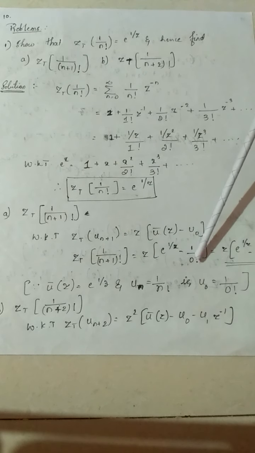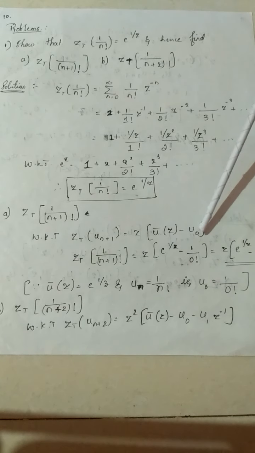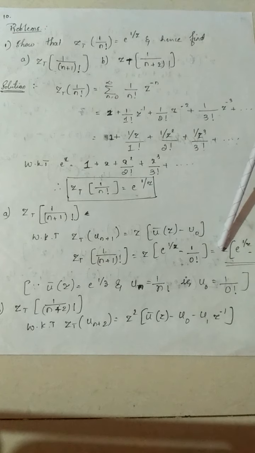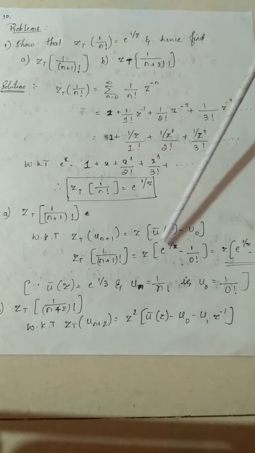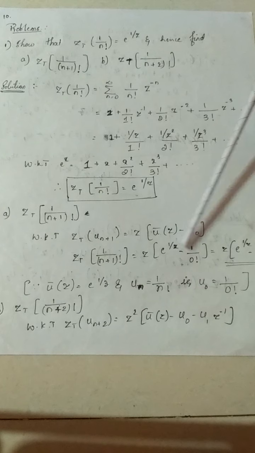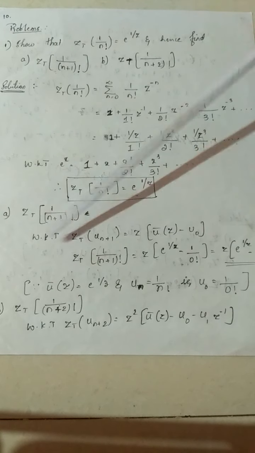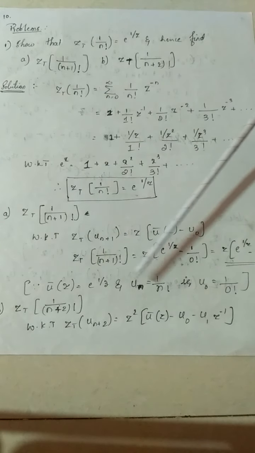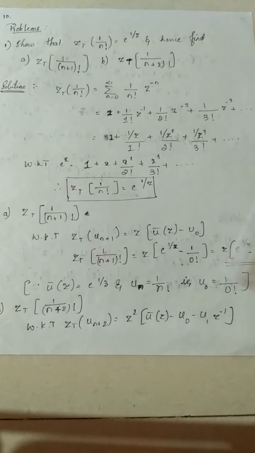Un is 1 by n factorial, so u naught is 1 by 0 factorial. This is equal to z into e raised to 1 by z minus 1, since 0 factorial is 1. Why? Because u bar z is e raised to 1 by z and un is 1 by n factorial. Therefore, u naught becomes 1 by 0 factorial.